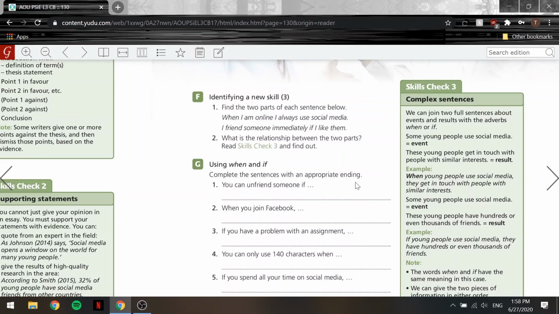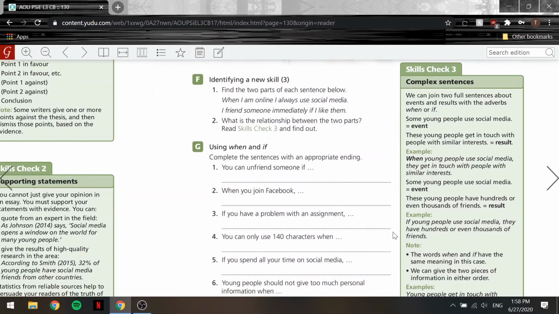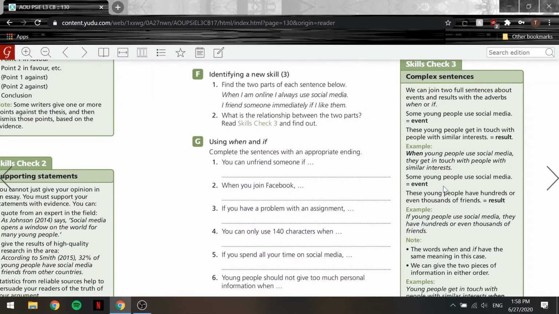So as you can see, I use the word when in the beginning. Young people use social media. They get in touch with people with similar interests. Now, keep in mind, we don't have to use it in the beginning, and we'll see that in a second below. So let's try one more. So we have some young people use social media, again, an event. And these young people have hundreds or even thousands of friends. That is a result. So let's take a look at the example.